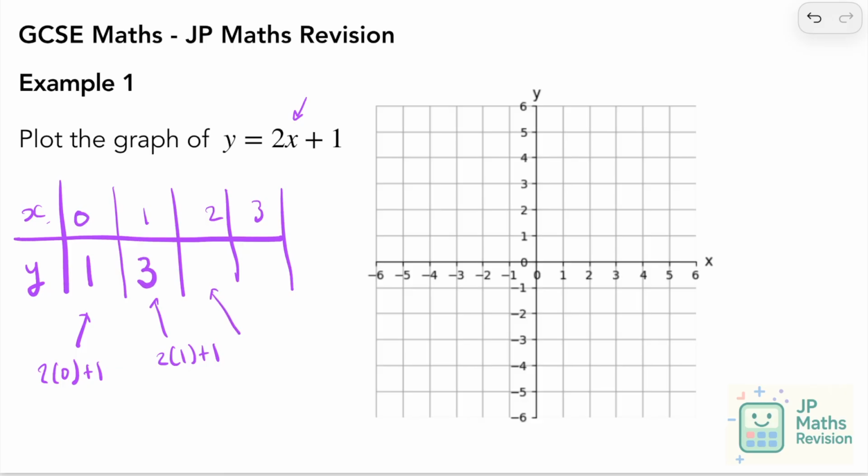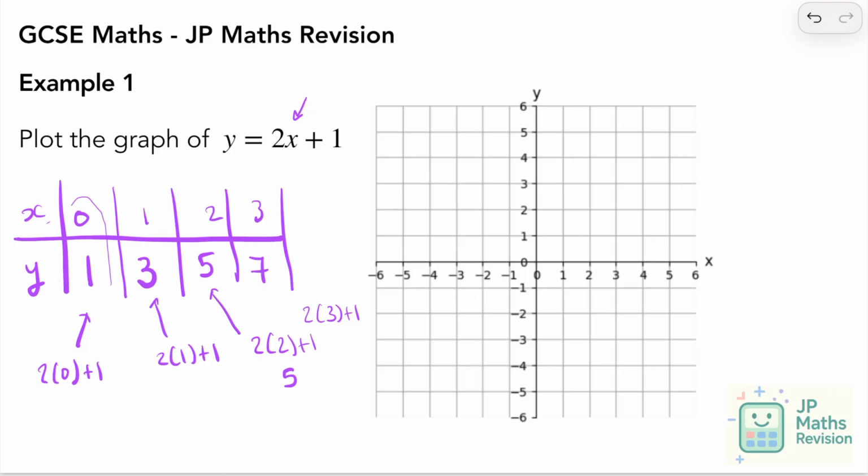This next one, I'm going to sub in x equals 2, so it's going to be 2 times 2 plus 1, so 2 times 2 is 4, and 4 plus 1 is 5, so when x equals 2, y is 5. And then this last one, I'm going to sub in x equals 3, so it's going to be 2 times 3 plus 1, so 2 times 3 is 6, and 6 plus 1 is 7, so when x equals 3, y is 7.